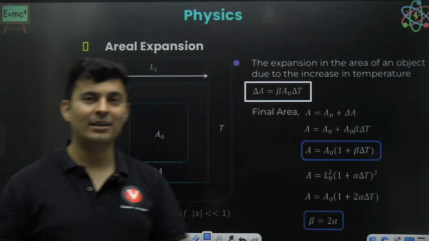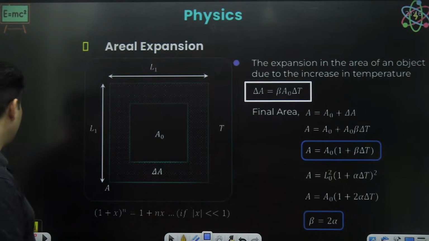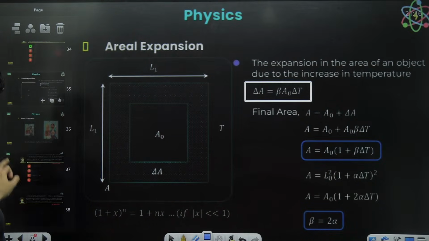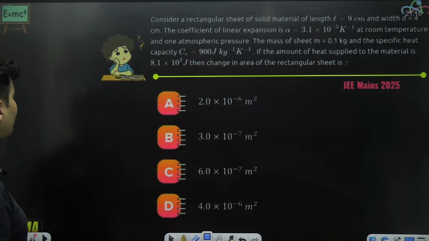So 2 times the linear dimension. Okay, so these are some important things which you should definitely know. So let's have a look at some questions coming up on your screen.